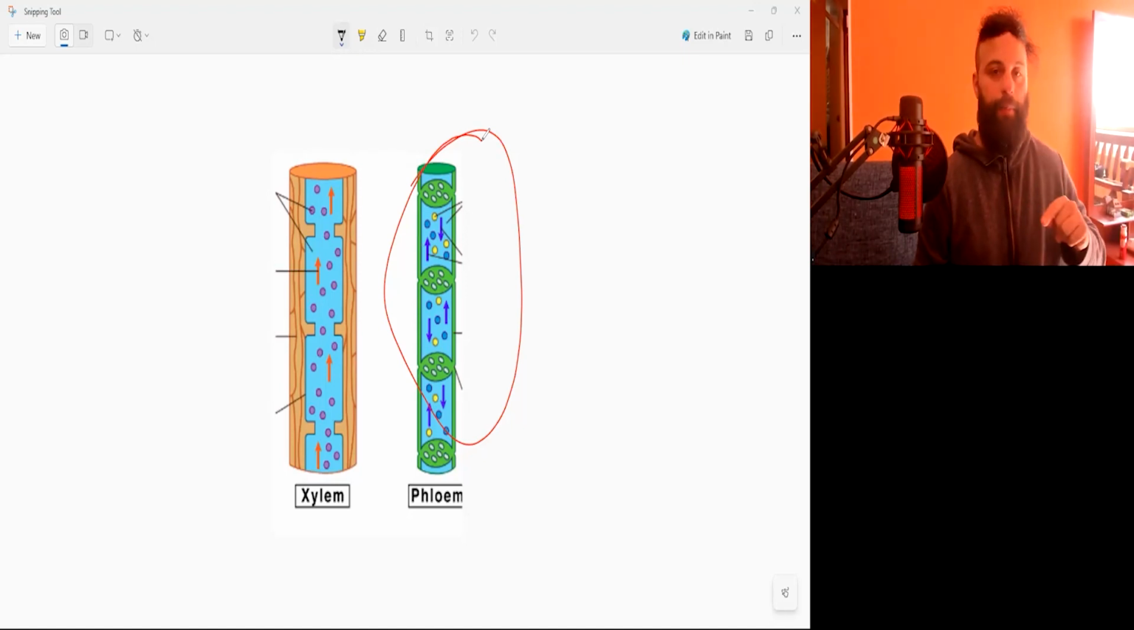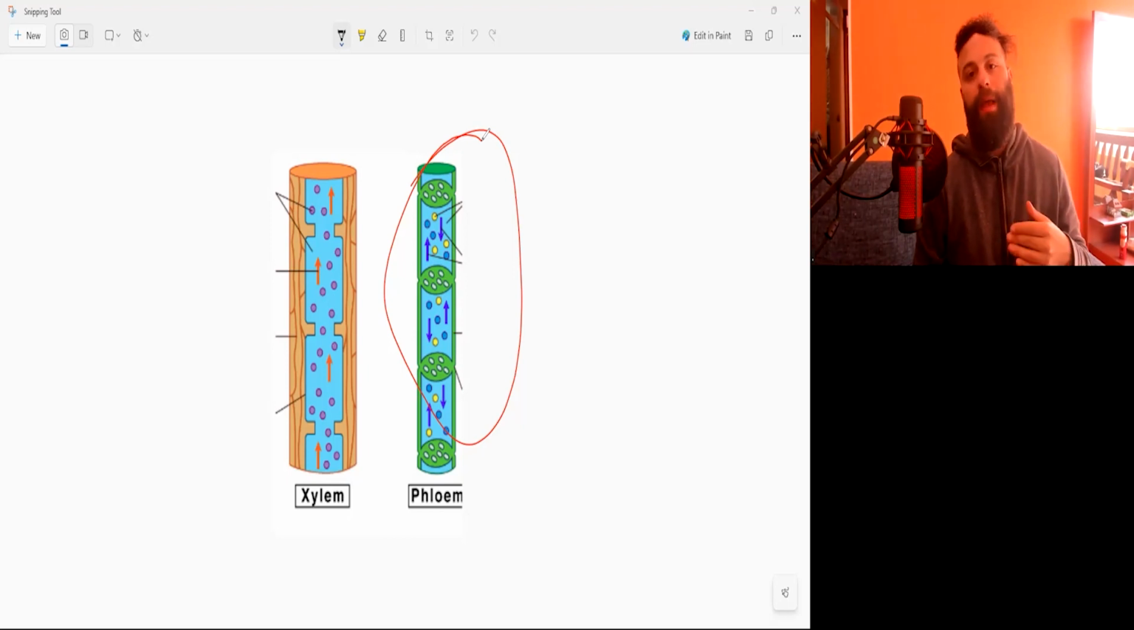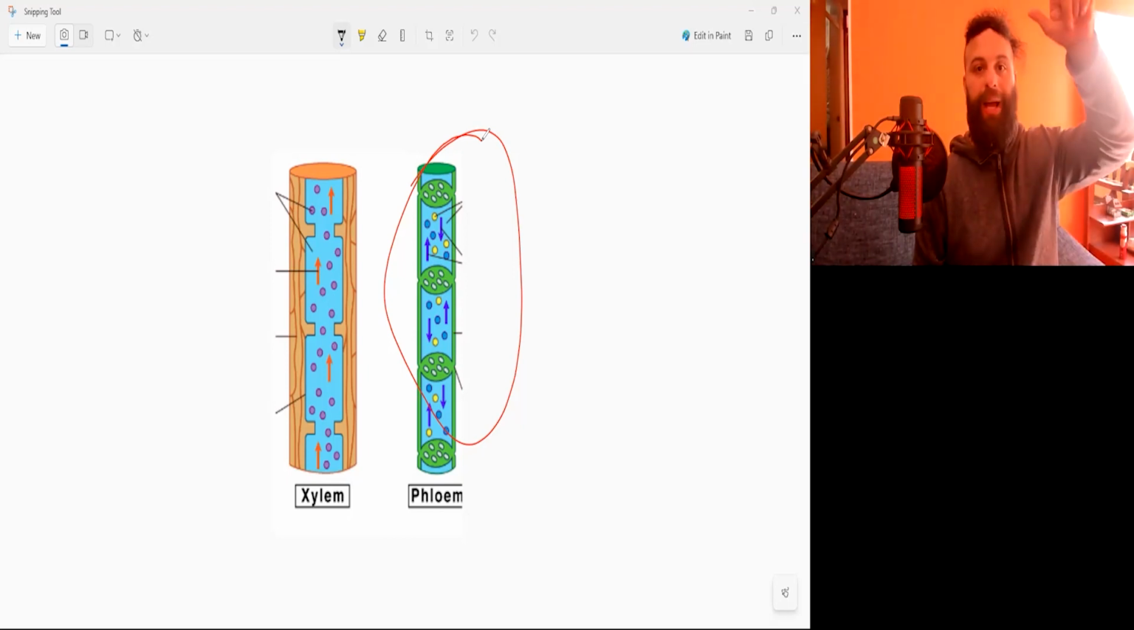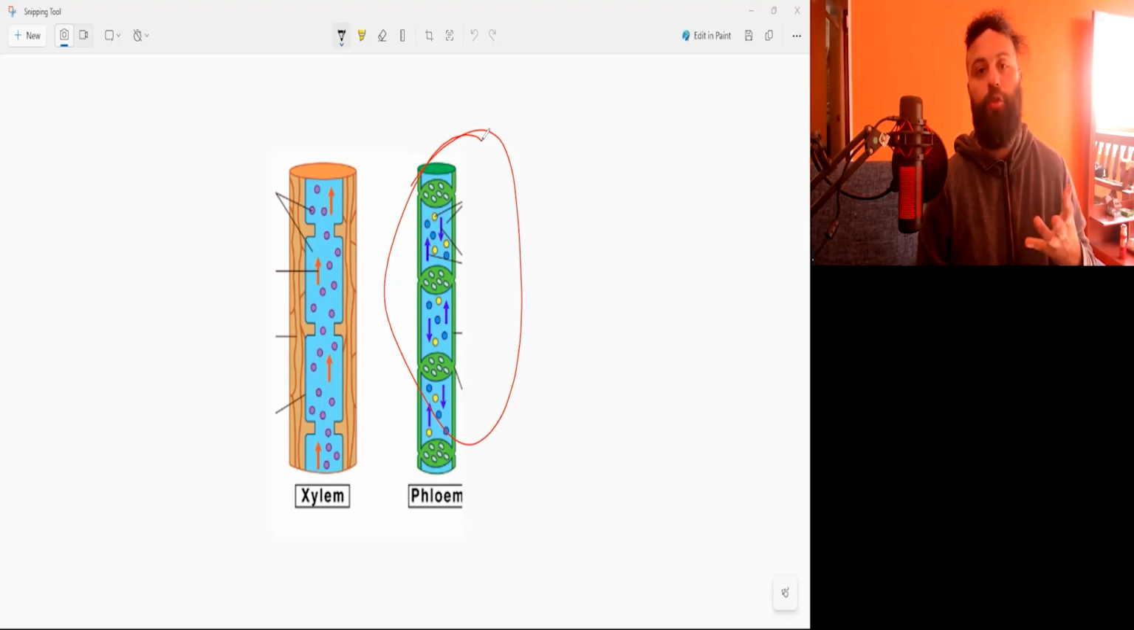Now, unlike the xylem, which goes in one direction, we call it unidirectional, the phloem is bidirectional. It will go up as well as down. Sugars are moved to a place, what we call the sink. This is where you deposit the actual sugars. So it could be a fruit, seeds, or roots, for example.